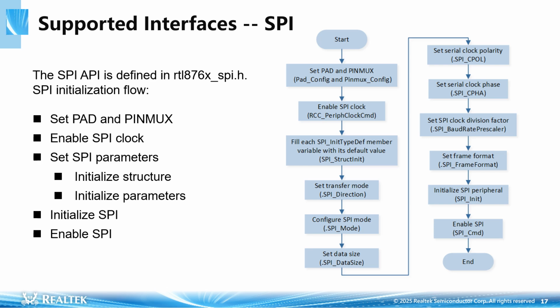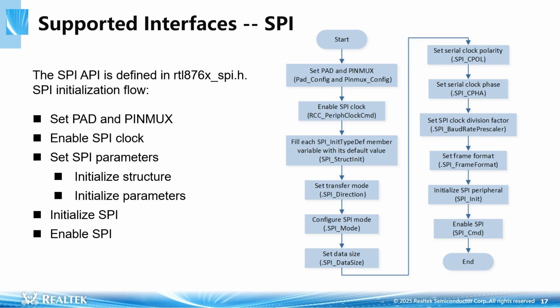The SPI API is defined in RTL876X SPI header file. The initialization process of SPI is shown in the figure. The first step is to set pinmux and pad. The second step is to enable the clock signal of SPI. The third step is to set the transmission mode of SPI. The fourth step is to set the working mode of SPI to master mode or slave mode. The fifth step is to set the data frame format of SPI.